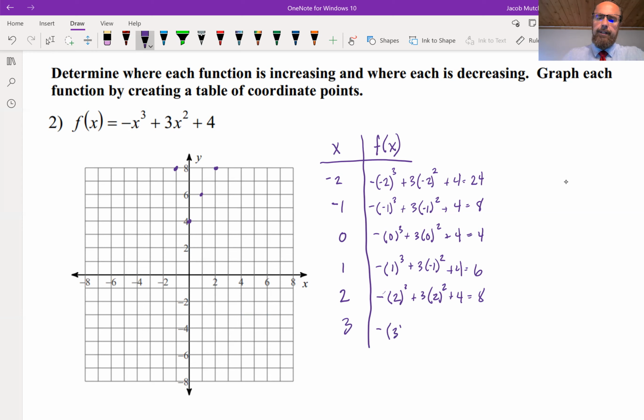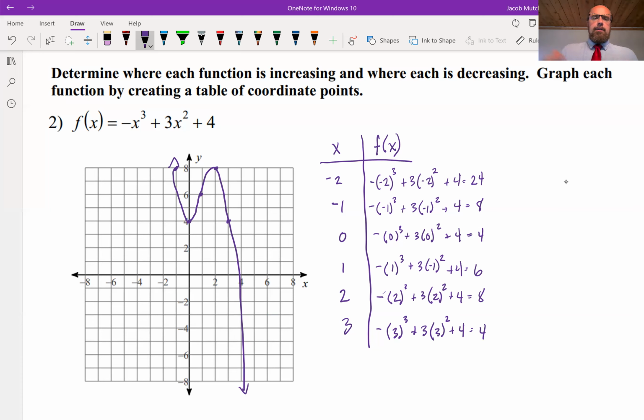So 3 cubed, that's going to be 27, plus 3 times 3 squared. That's going to be 27. So those two cancel out, plus 4 equals 4. So we are looking for that decrease down to 4 at 3. And so our function, if we were to just sketch the graph, would look something like this. And that's a very typical cubic function where it's got the double wave in the center of the graph.